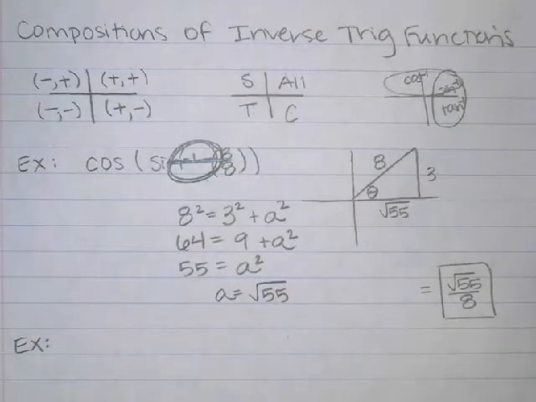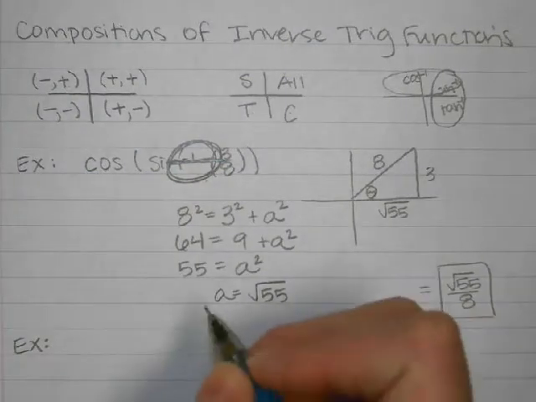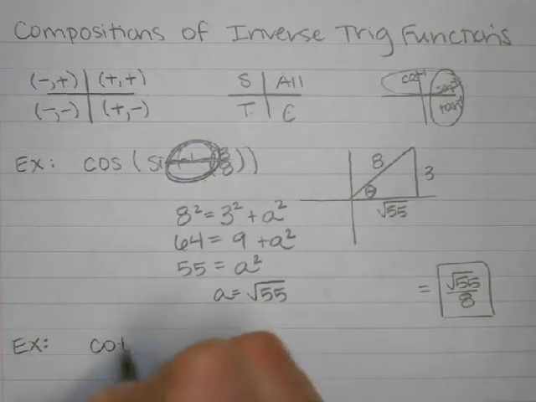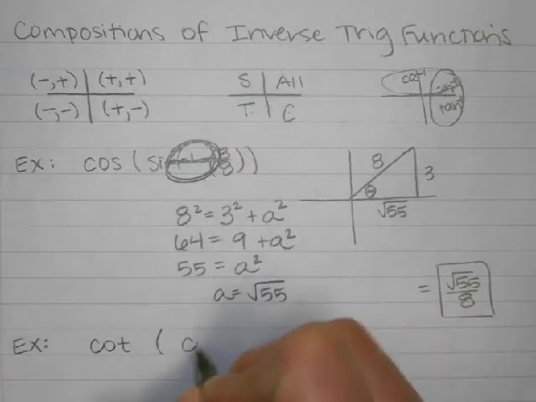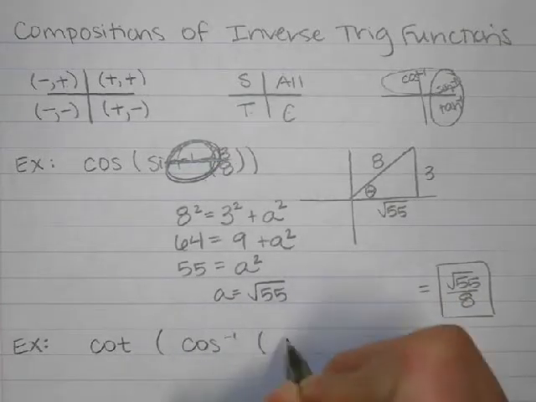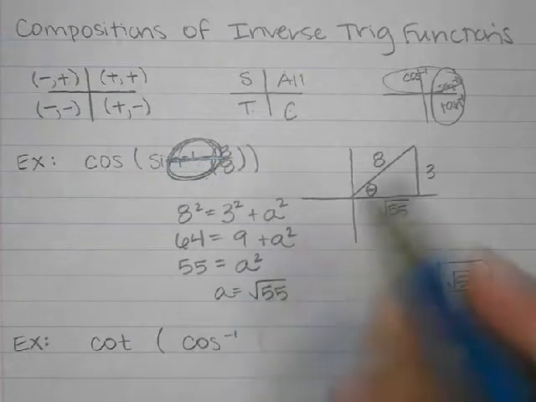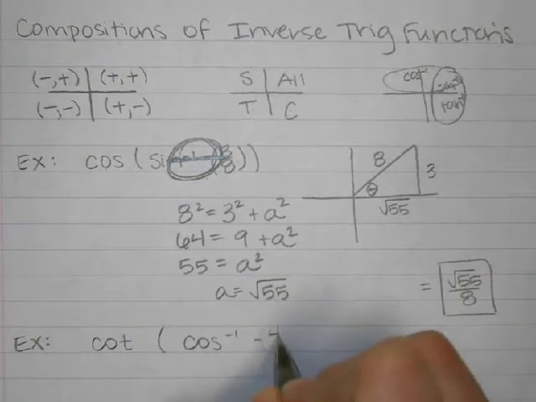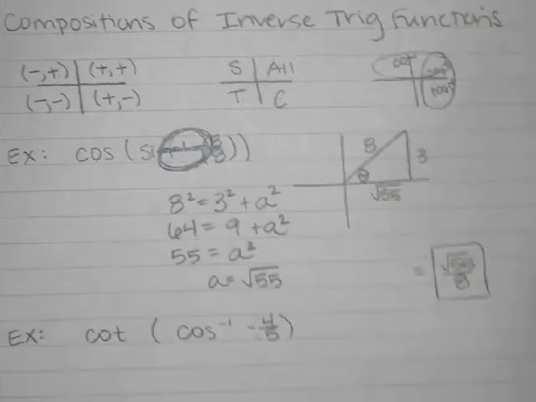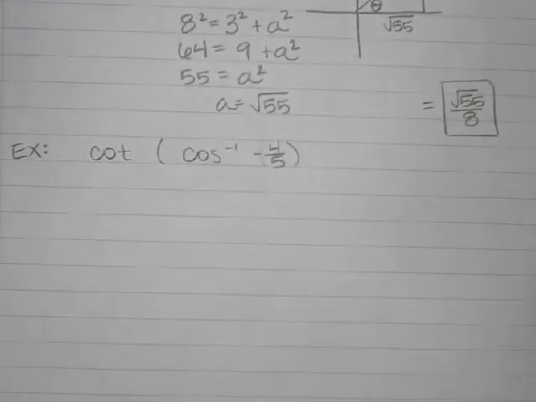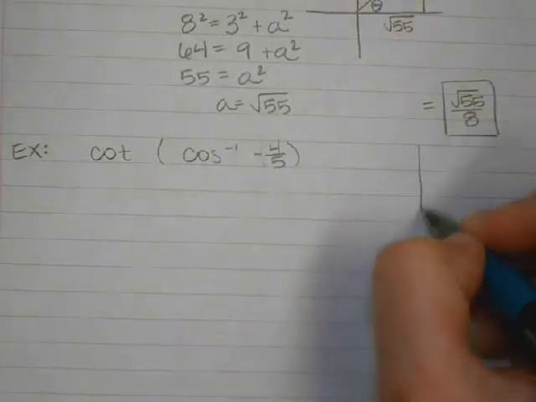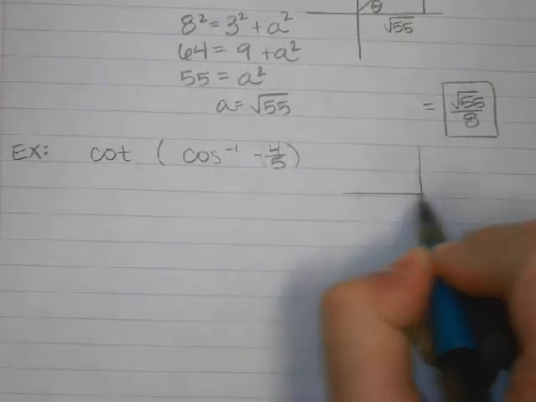So here, we'll do cotangent of cos inverse of -4/5. Okay, so for this one, we have a cos inverse, which means we're in quadrant 1 or 2. It can't be quadrant 1 because everything is positive there. So that means we're working in quadrant 2.